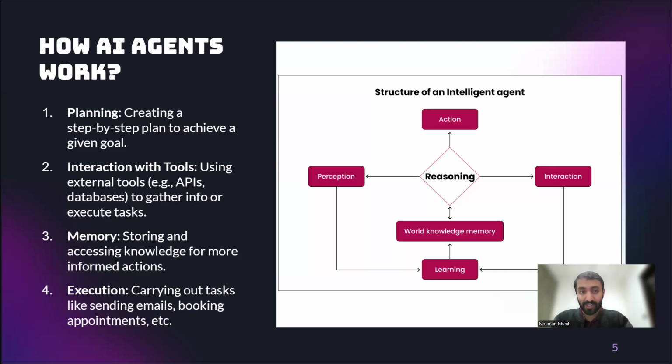Moreover, it's going to store the knowledge that is accessed by the AI agent. It's going to take that knowledge and store it so that next time, when it arrives at the same knowledge of the same person or the same place, it's going to use that knowledge and arrive at a more intelligent output. And then finally, it's going to execute the task. It could be anything.